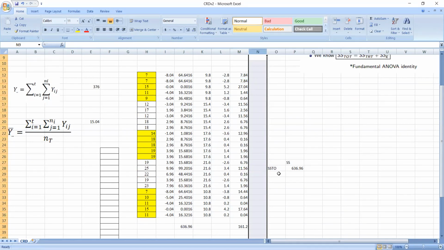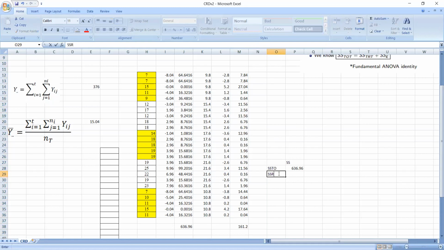So when it comes to the Anova table, we have SSR, SSTO, and SSE. The SSE sum of squares is the one that we calculated right now, that is 161.2. For SSR, to calculate it, you can take the difference between the total and the SSE value. So that is 475.76.